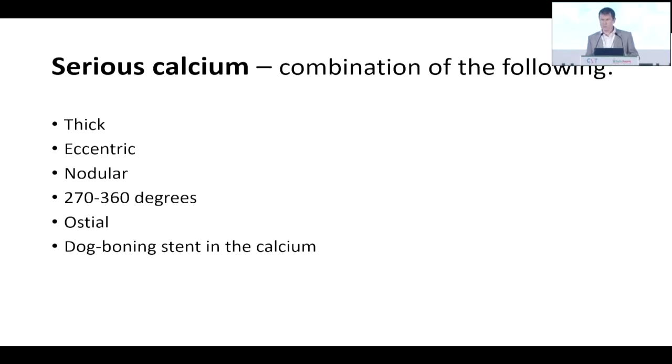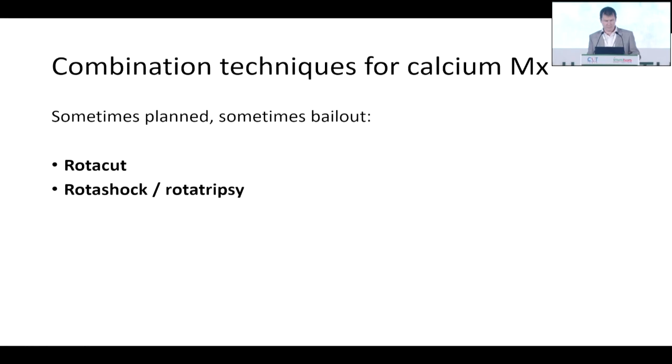So when we talk about serious calcium, it's a combination of those things. It's a thick, eccentric, 360 degrees, ostial, aorto-ostial lesions, or dog boning stent in the calcium for many years. And sometimes we have to do combination therapies, rotacut, rotashock, TRIPSI, sometimes laser combined with cutting, etc.